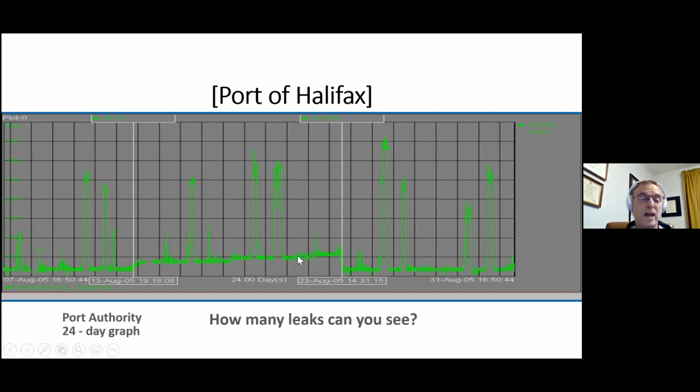And we actually went down and located it for them. So we found it, and they brought in a contractor and fixed it. And here it is, we're back to normal. So I can assure you that's a lot of water lost there for the Port of Halifax.